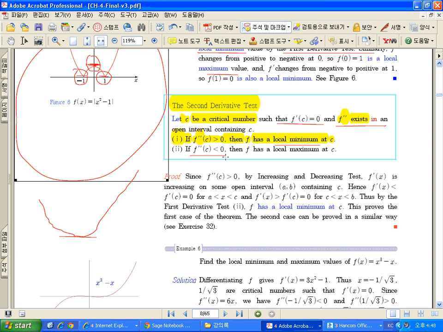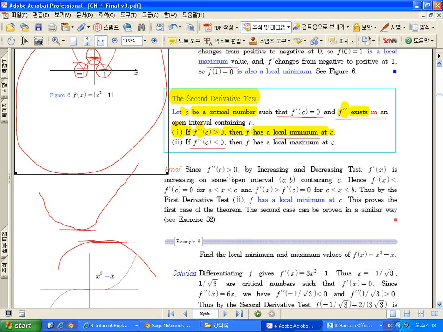If the second derivative is negative, what does that mean? The slope is decreasing. So the slope is changing from positive to negative, so you can expect it can have a local maximum. Okay. This is what it says.